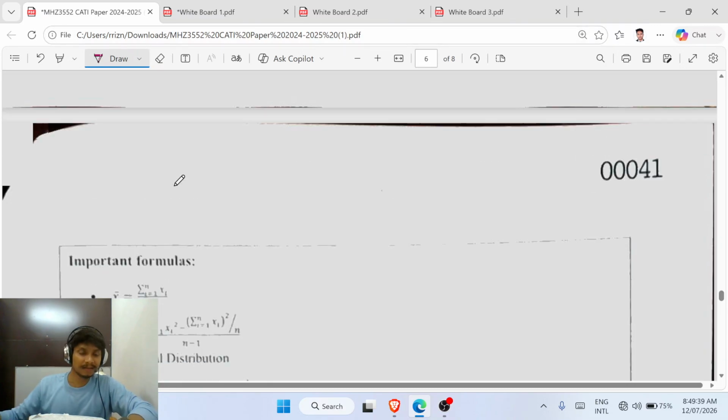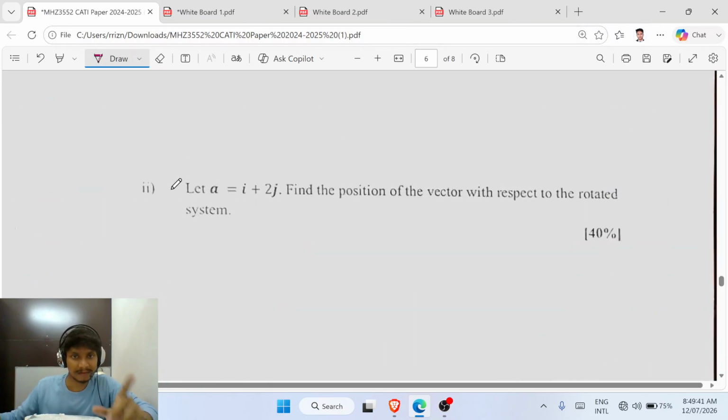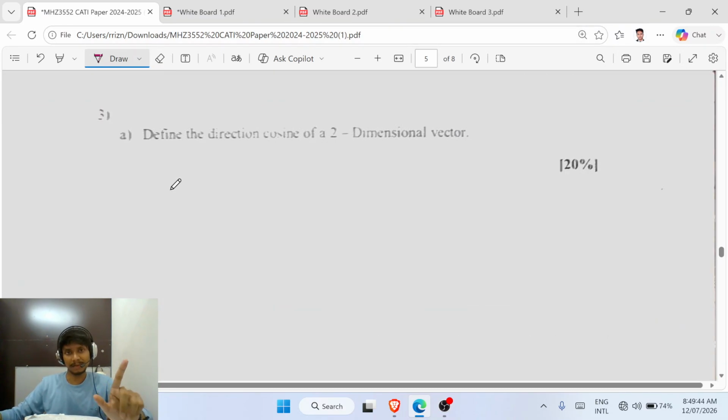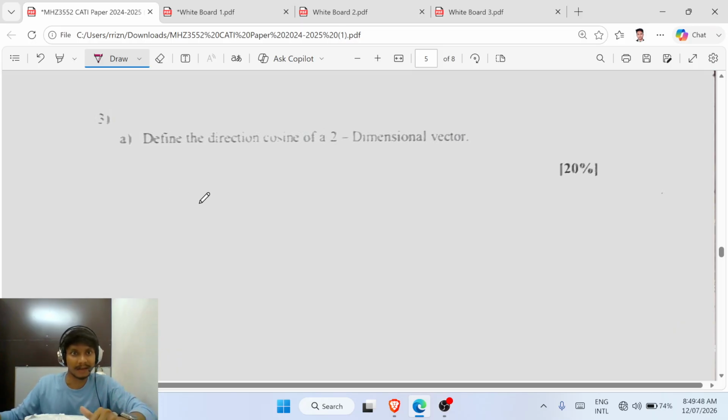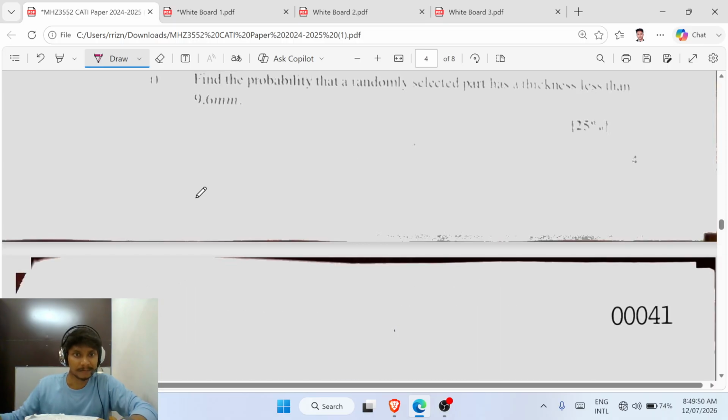Now let's move to the question. We have to use these three equations for our question. That's why I explained them.